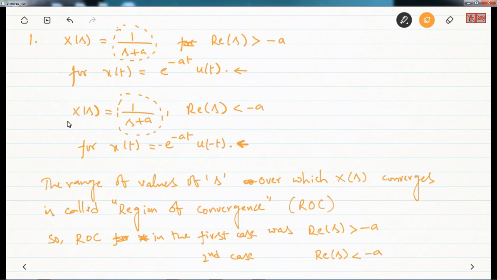So that's why if I give you only my Laplace transform x of s is equal to 1 by s plus a, then you don't know whether the signal corresponds to minus e to the power minus a t u of minus t, or whether it corresponds to plus e to the power minus a t into u of t. So I should specify the ROC along with x of s.